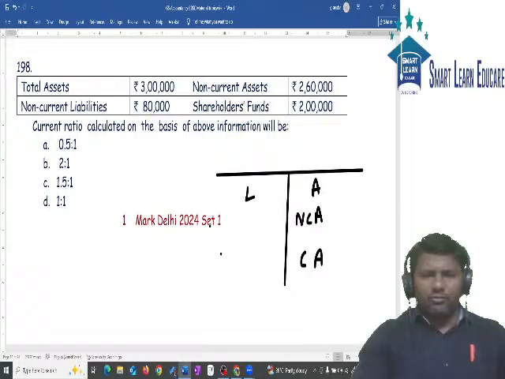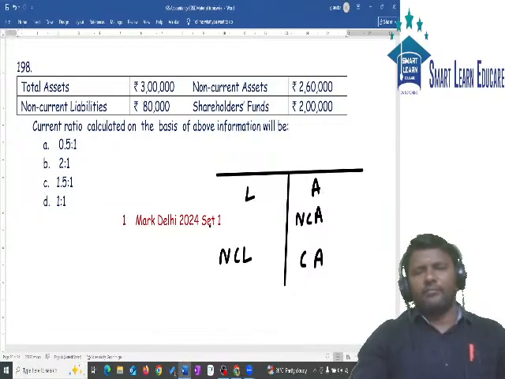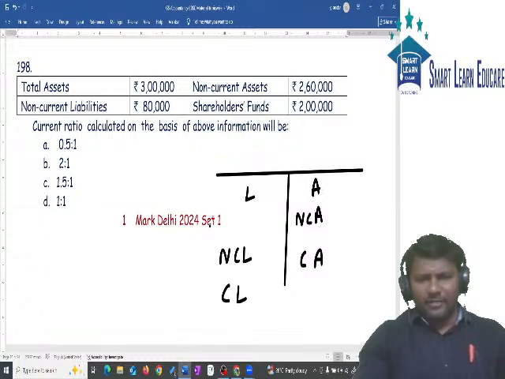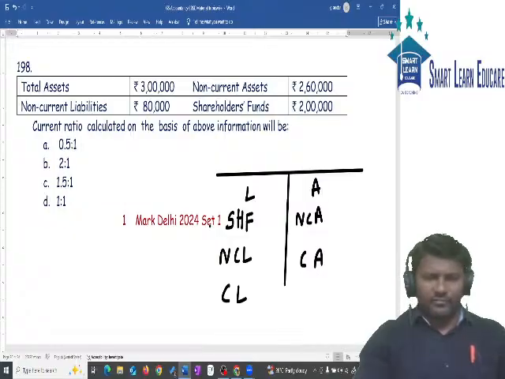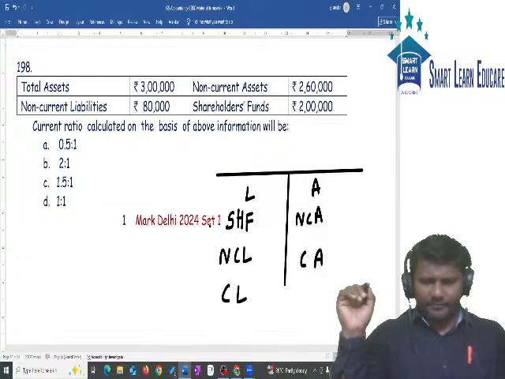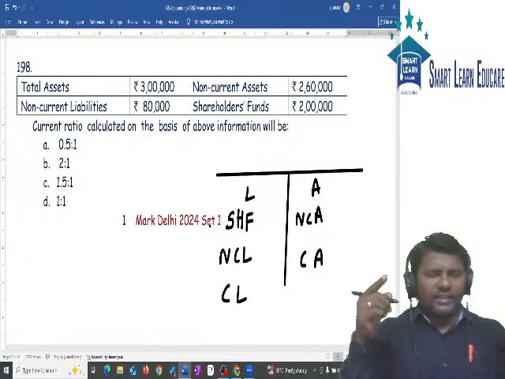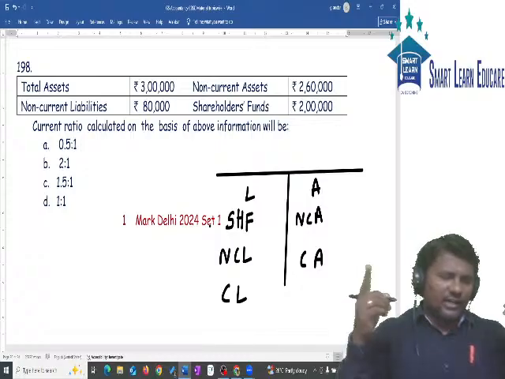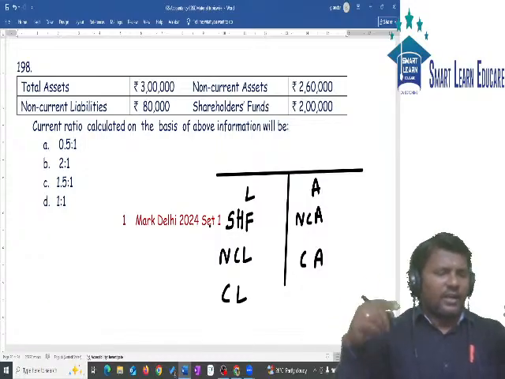Similarly, here we have non-current liability. Then we have current liability. And we have something called shareholders fund. This is the balance sheet format. So on the liability side, three things: share capital, non-current liability, current liability. On the asset side, non-current asset and current asset.